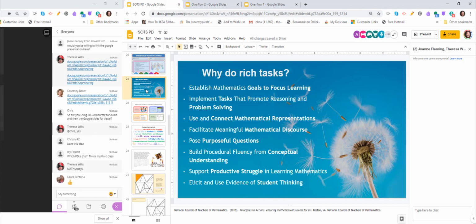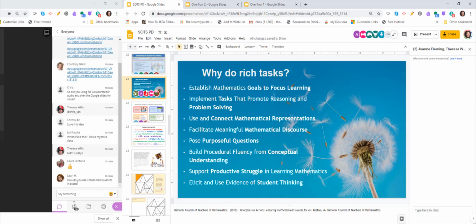Slide 21 is why we do rich tasks. Coming from the National Council of Teachers of Mathematics and their Principles to Actions book, they recognize these 8 math teaching practices. I guarantee you will see all 8 of these shining bright in today's lesson. So I challenge you to look for these, ask yourself, which one maybe don't I use that often in my class? What do I want to use more? And be on the lookout for those.